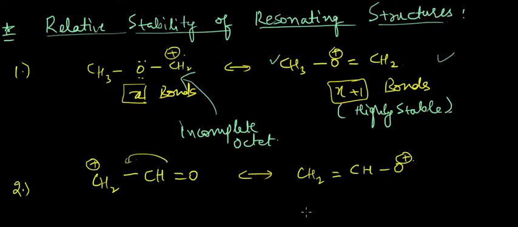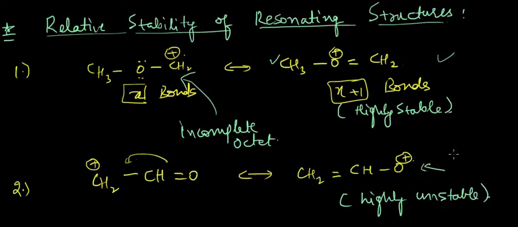So in this compound, you can see that this compound would be highly unstable. Why? Because we have a positive charge on a more electronegative element or atom, which is O, whereas in the other case the positive charge was on a less electronegative element. Here the positive charge is on the oxygen atom, which is more electronegative than C. Hence this would be relatively less stable than the other compound.